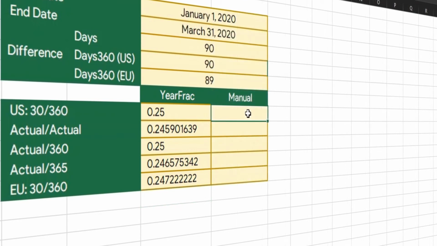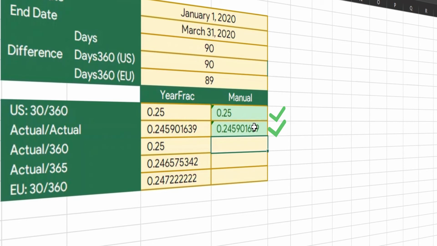To understand this function clearly, let's recalculate all of these values manually. In the first option, the difference between the two dates calculated using days 360 US function has to be divided by 360. In the second option, the actual difference between the two dates calculated using the days function has to be divided by the actual number of days in the year, which is 366 in case of year 2020, considering that it is a leap year.